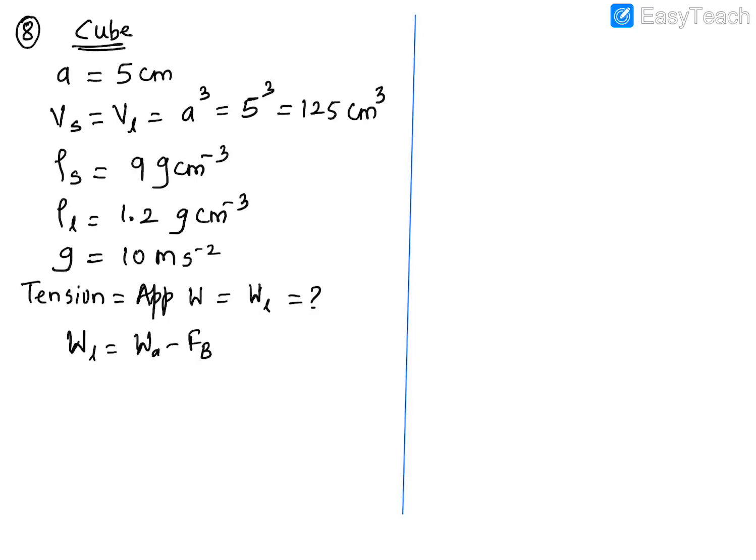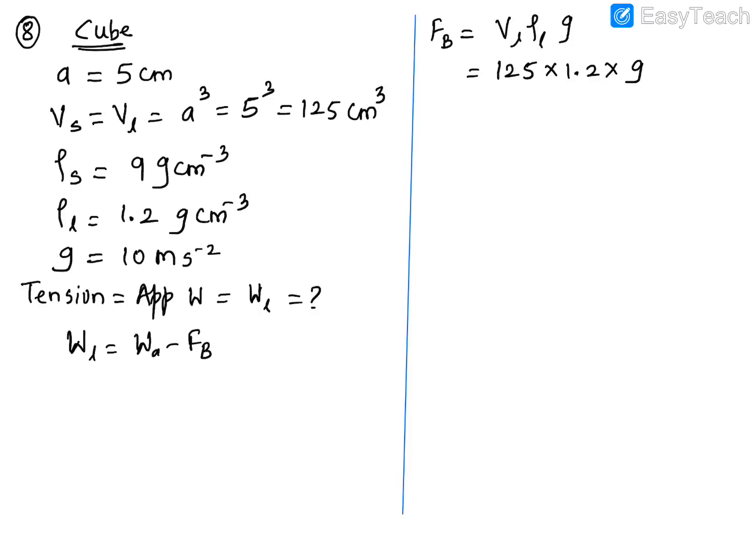So first part we'll calculate the upthrust. How do you calculate the upthrust? Use the formula VL rho L G. Volume of liquid 125, density of liquid 1.2, gravity is G. Remember, we are not substituting gravity right now, that's a catch, because it is in SI unit and the rest is all in CGS. So we'll see later on what to do.